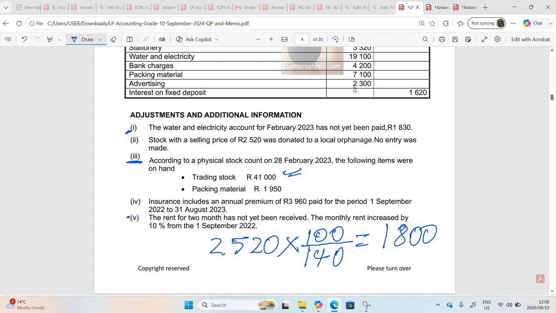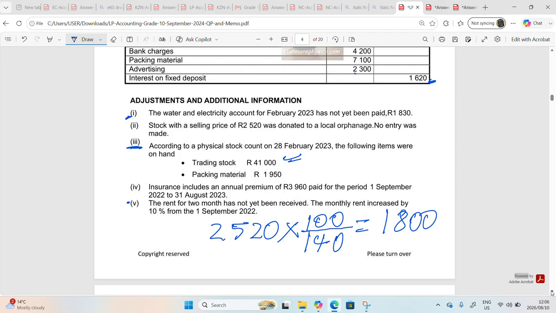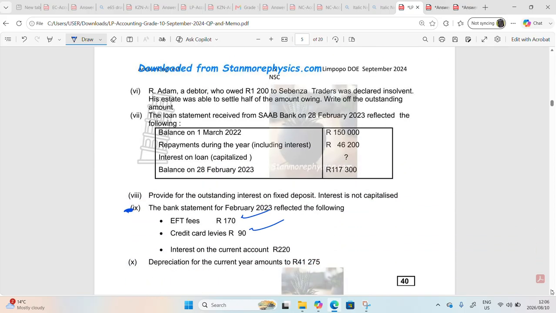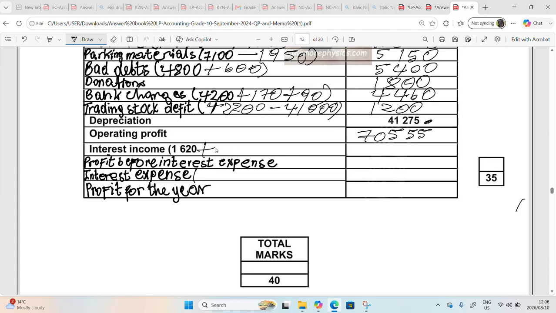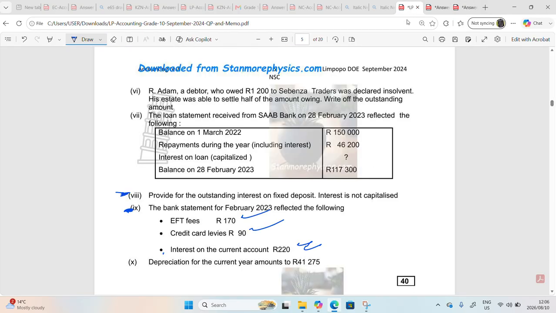All right, so let's check our interest income. Interest income, guys, interest on fixed deposit, you take that 1,620. And then we also have information that affects interest income here. Okay, so we are told that, let's start with the easy one, guys. Can you see that we have interest on current account of 220? You just go and add that amount, 220, interest income, if it is interest on current account.